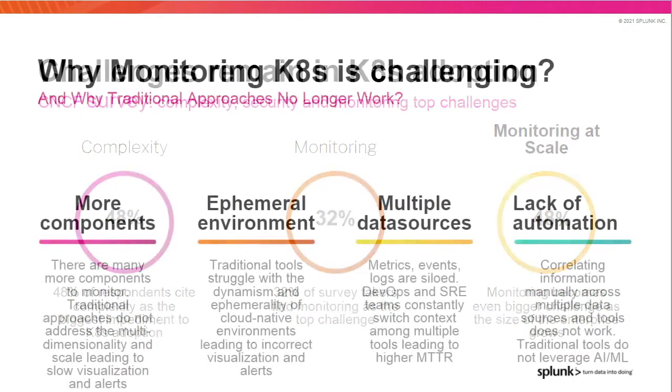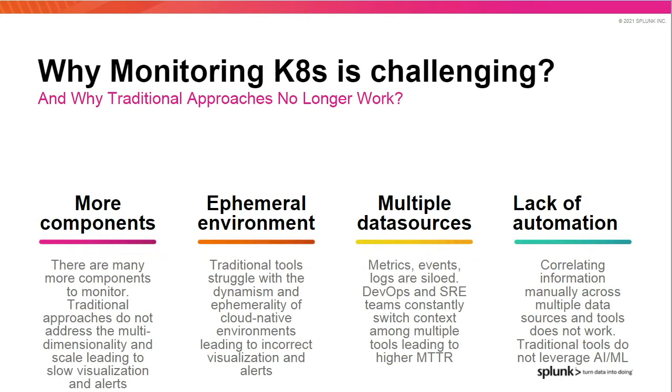Well, first off, there are just more components. Kubernetes is a distributed architecture, with distributed solutions. There are many more components to monitor, and traditional approaches do not address the multidimensionality and the correlations of all these components from which the data is coming. Second, the containers and pods are ephemeral. They are dynamic. They can come and go. So traditional tools, again, cannot address the dimensionality and the dynamism of these components.